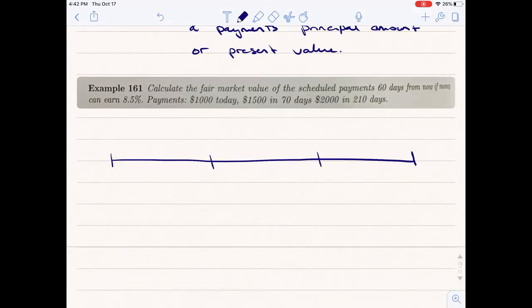And like I said, I don't bother with the spacing because I like to have as much room as I possibly can. It doesn't really matter. It's more for visualizing. So I'm going to make this first blip today, because that's the first date on this timeline. The next blip I'm going to put at 60 days from today. And then I've got one at 70 days from today, and one at 210 days from today.